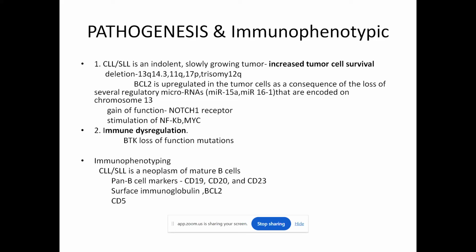So what is the immunophenotype here? All the B cell markers like CD19, 20, 23 will be positive, with a surface immunoglobulin, BCL2 and CD5.